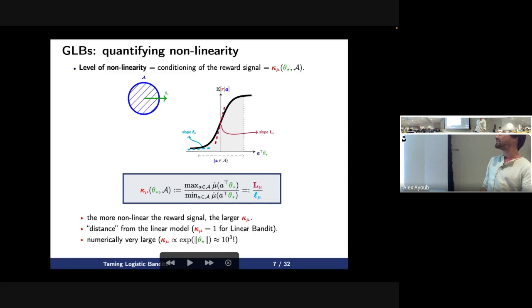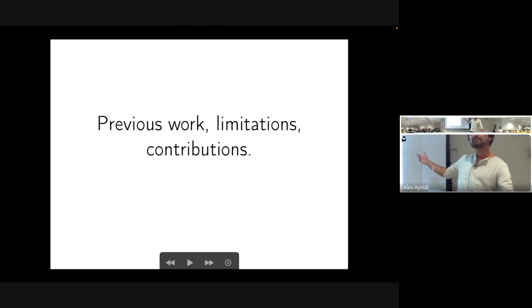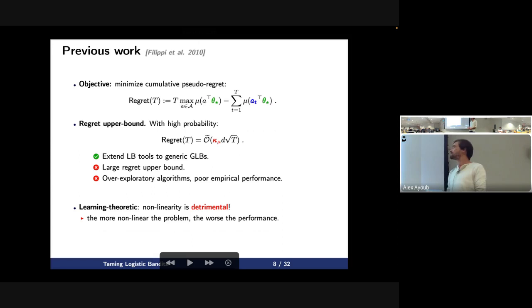Let's see how this constant pops up in the previous bounds, to understand how the impact of nonlinearity was understood. So I'm mainly going to describe the work of Filippi et al. They want to minimize the regret, so do we. The regret is just the difference between what we could have accumulated using the true parametrization, taking the optimal action, and what we accumulate with our algorithm. What they do is provide an optimistic algorithm for which they prove a regret bound that scales with square root of T.